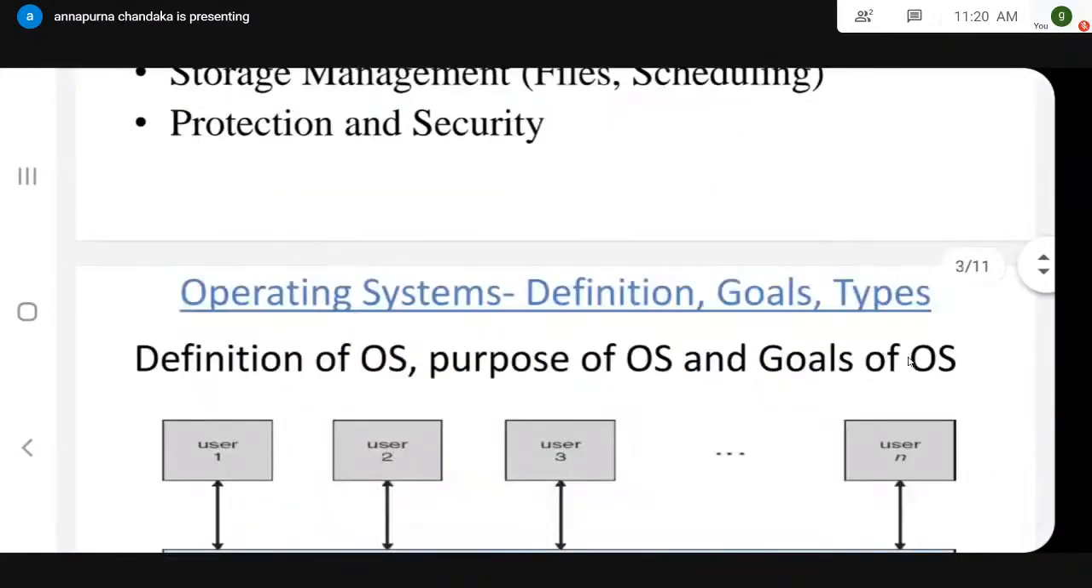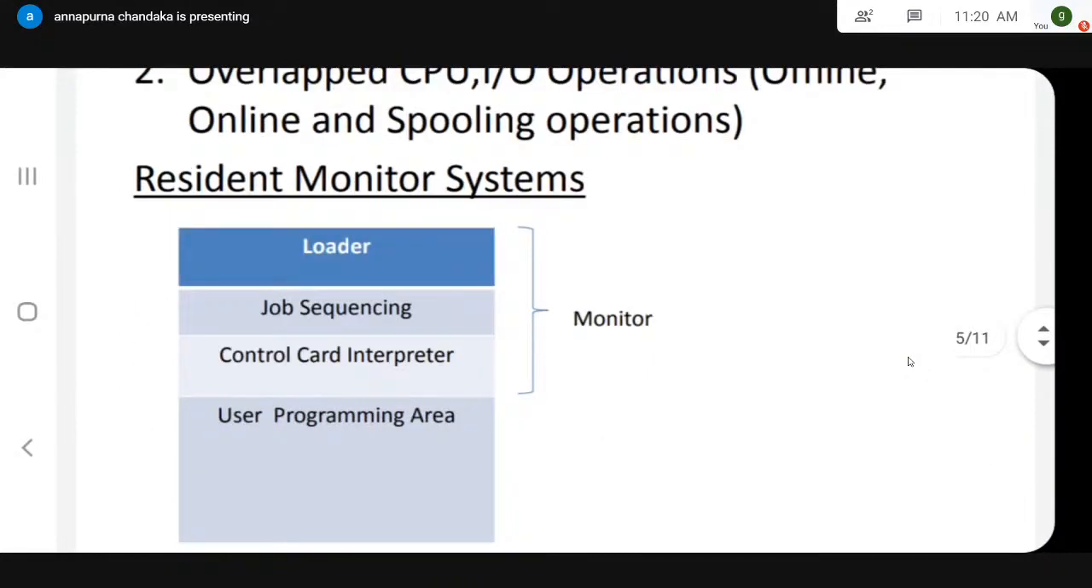Sorry for the inconvenience. Due to some pressing, the screen has gone.